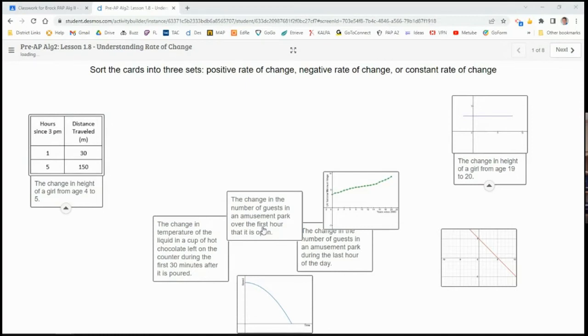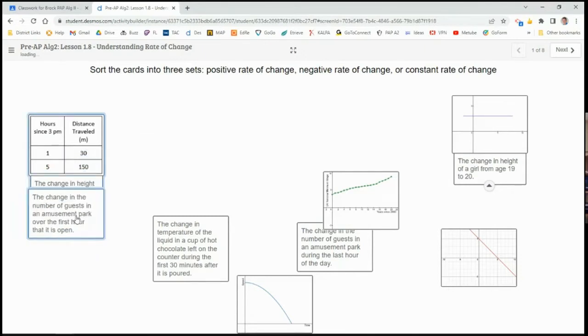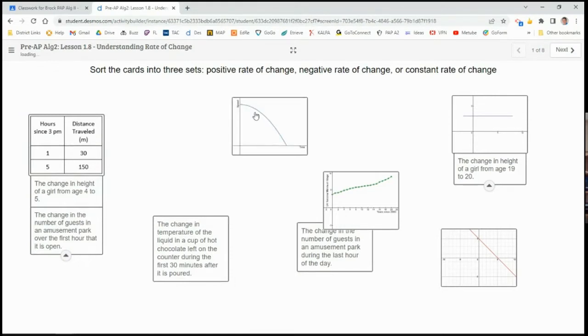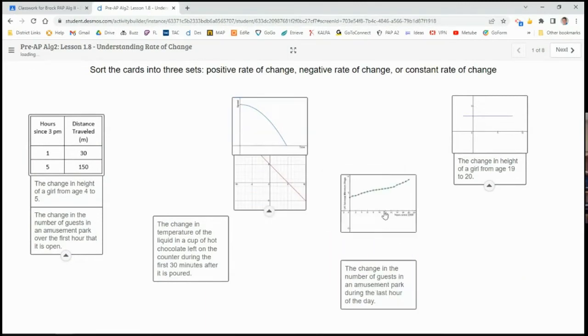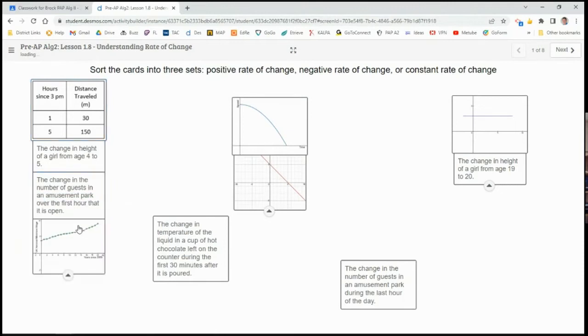Okay. Let's see, the change in the number of guests in the amusement park over the first hour. Okay, well, that I expect would be positive. That'd be growing. Let's see, that one's a negative slope. So that's a negative rate of change. This is a negative rate of change. See, this one, move that up. This is a growing positive slope. So that's positive rate of change.